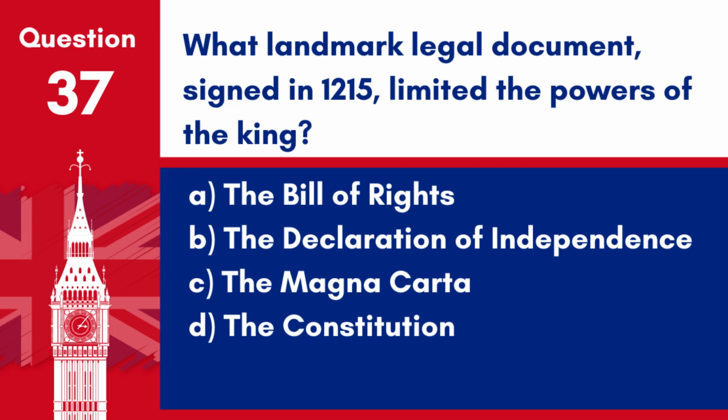What landmark legal document, signed in 1215, limited the powers of the king? A. The Bill of Rights. B. The Declaration of Independence. C. The Magna Carta. D. The Constitution. Answer C. The Magna Carta. The Magna Carta, signed in 1215, was a landmark legal document that limited the powers of the king and laid the foundation for modern democracy.